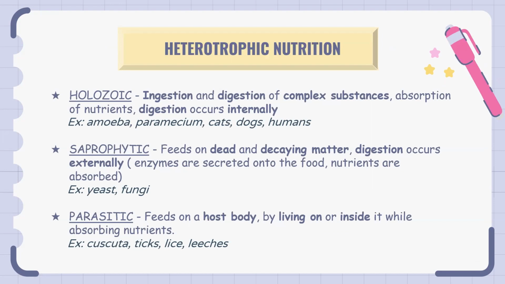As we saw earlier, heterotrophic nutrition is of three types: holozoic, saprophytic, and parasitic. In holozoic nutrition, organisms ingest and digest solid food and then absorb the nutrients. Digestion occurs internally. However, in saprophytic nutrition, organisms feed on dead and decaying matter by secreting digestive enzymes externally and then absorbing the nutrients. Parasitic nutrition involves deriving nutrition from a host body without killing them by living on or inside its body.